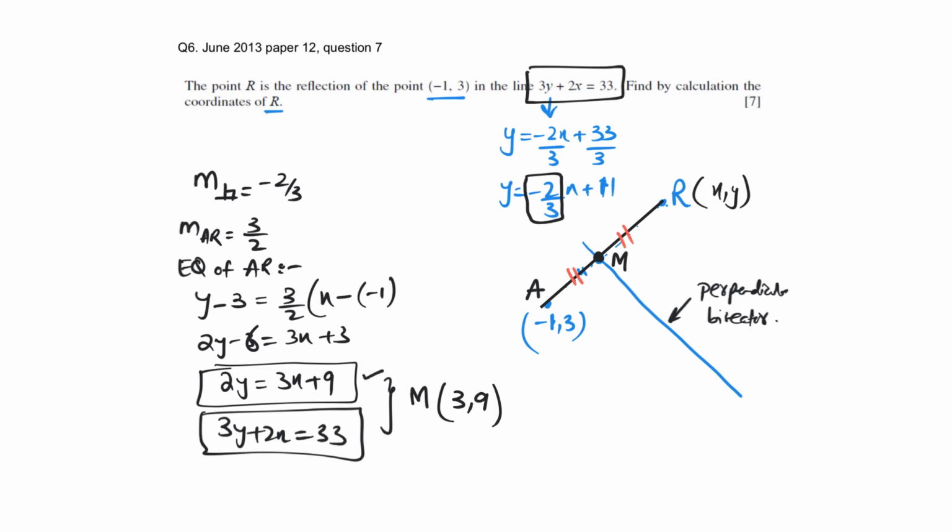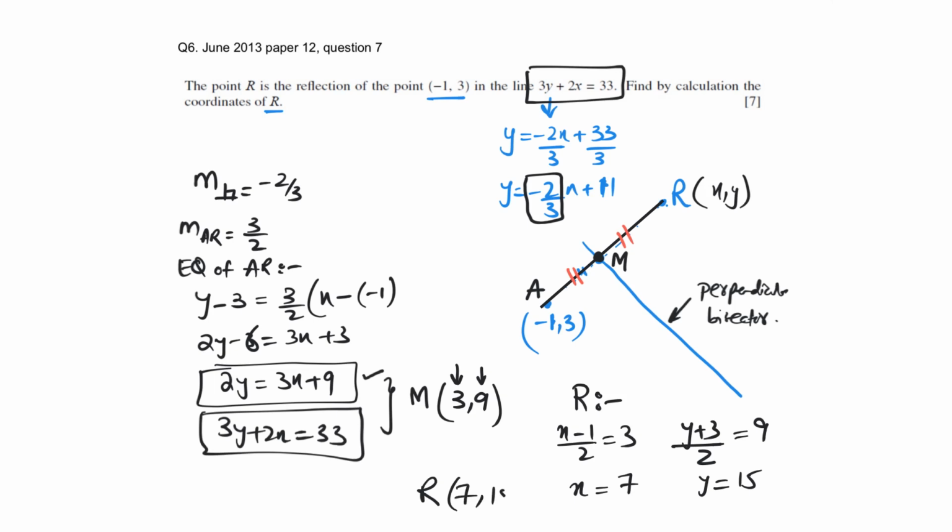Now you know that M serves as the midpoint of the line AR. So in order to find the coordinates of R, (x minus 1) over 2 would be equal to the x coordinate of M, and (y plus 3) over 2 would be equal to the y coordinate of M. So simplify this out and you will get the x coordinate of R as 7 and y as 15. So R's coordinates are 7 comma 15.